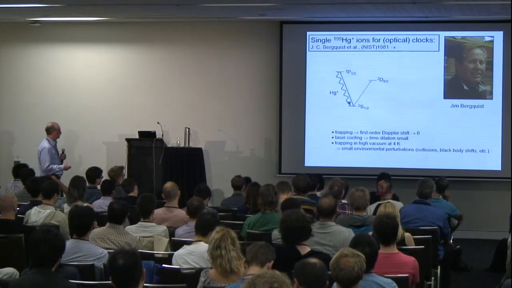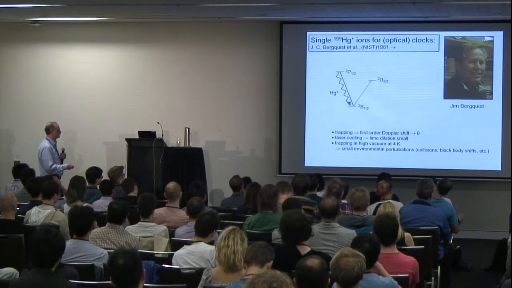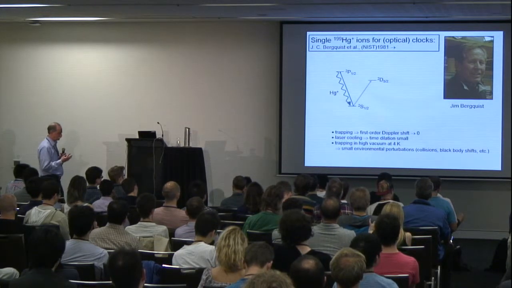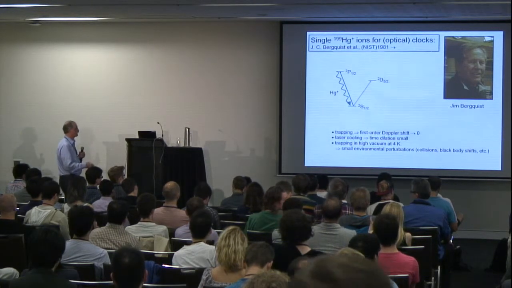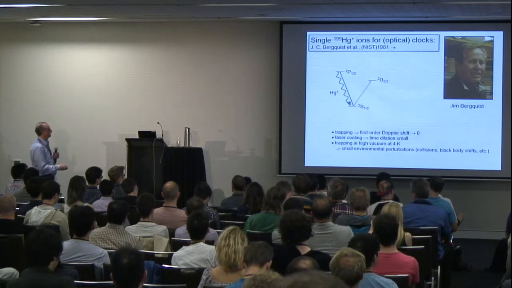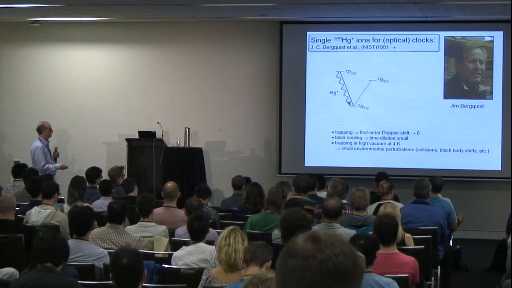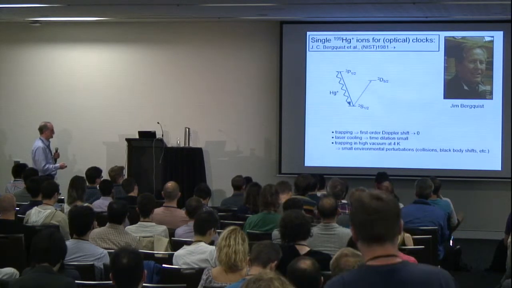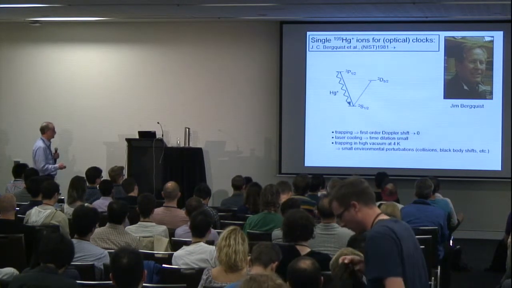And in this experiment, one of the features is we also went to 4 Kelvin, and the main reason for that is we've had some chemical reactions which would get rid of the ions, and by going to 4 Kelvin, we essentially get extremely high vacuum, and we don't lose the ions. So that was one of the main reasons we did that.